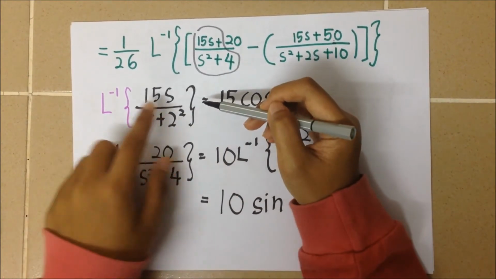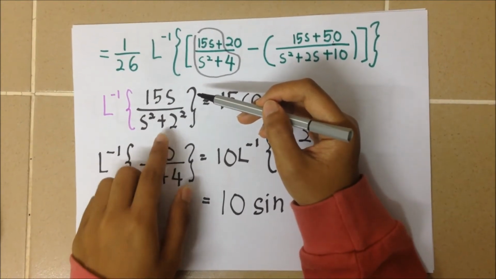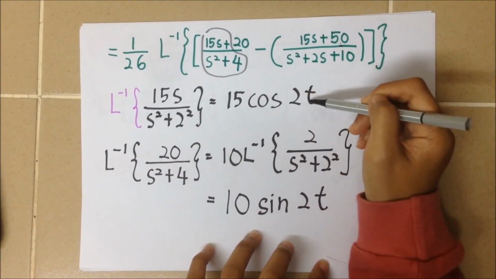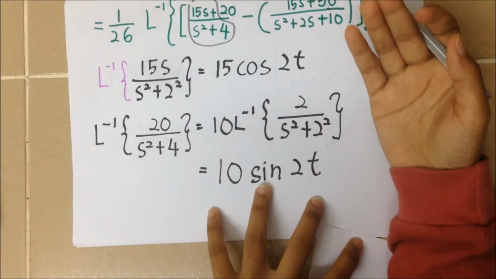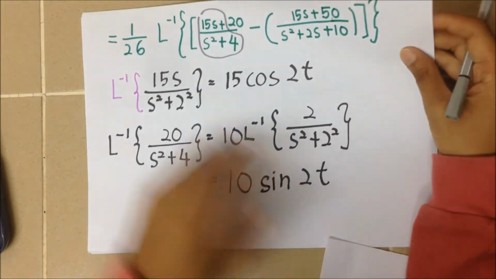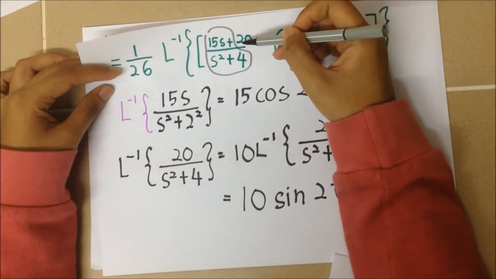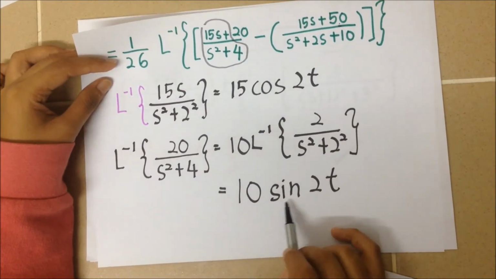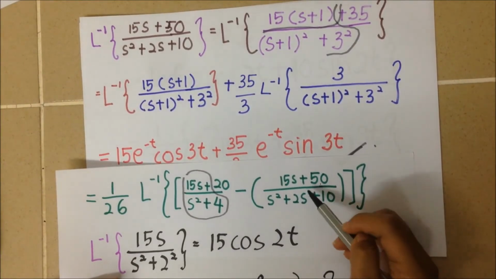So inverse Laplace 15S per S squared plus 2 squared equal to 15 cos 2t. 15 cos 2t ni kita boleh dapat menggunakan table. Kita refer table. So second kita inverse lapaskan yang ni pula. 20 per S squared tambah 4 equal to 10 sin 2t. Sama juga kita boleh dapatkan guna table. Okay, yang last kali kita inverse lapaskan yang ni.